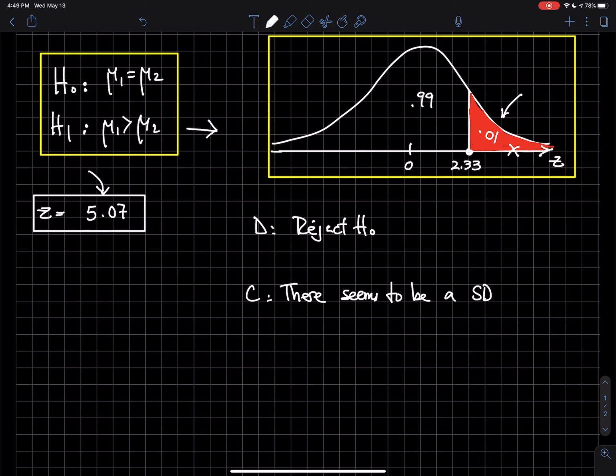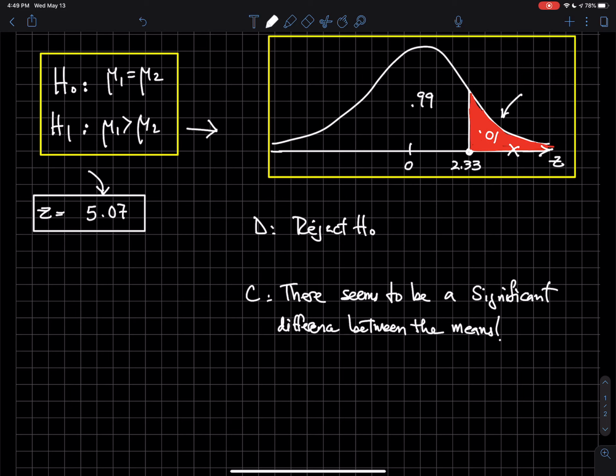This is not standard deviation. Significant, maybe I should just write that. Significant difference between the means.